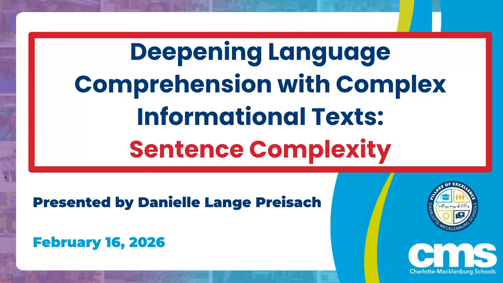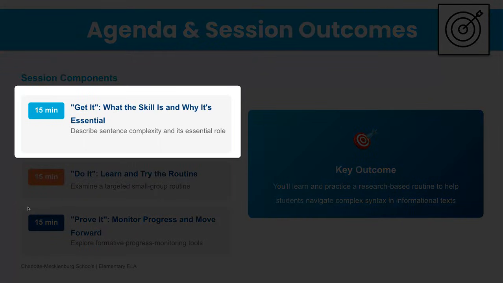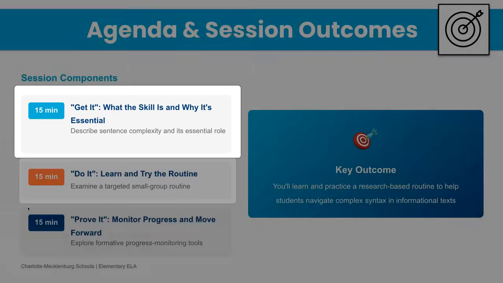This session is 45 minutes total, divided into 3 clear sections: Get It, Do It, and Prove It. Each section is approximately 15 minutes. Here's a quick overview of where we're headed today. Get It will be 15 minutes. We'll start by defining sentence complexity and explaining why it's essential for reading comprehension. You'll see some familiar scenarios that illustrate the problem.